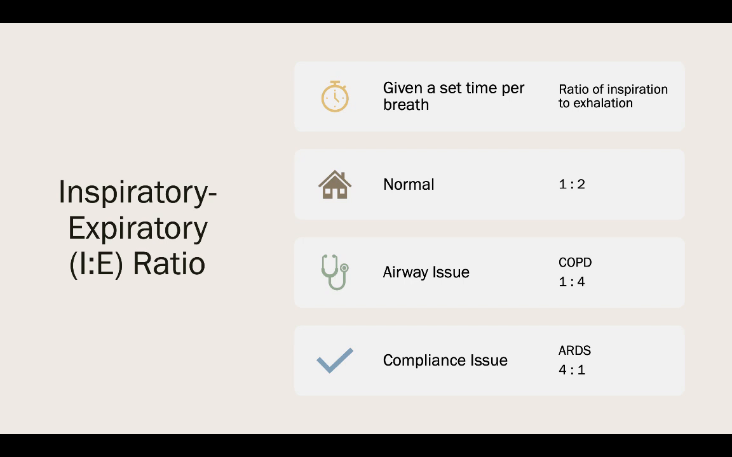If there are compliance issues, so lung elasticity compliance issues, we've got a stiff lung, we're going to have to kind of invert that I:E ratio, right? We're going to have a reversed I:E ratio. Maybe instead of a 1 to 2 or 1 to 4, now we have a 4 to 1. So we're pushing in the air a little bit more slowly with some pressure, and then the exhalation is very quick because they don't have an airway resistance issue, they have a compliance issue.